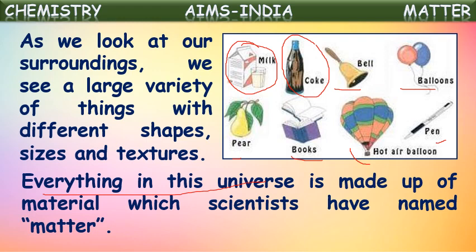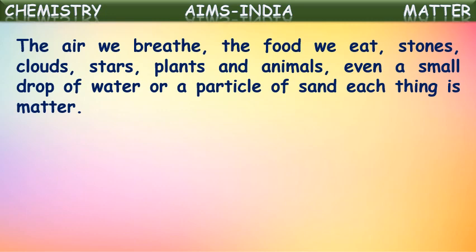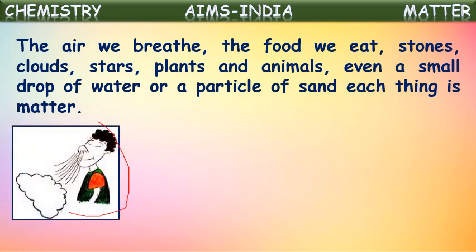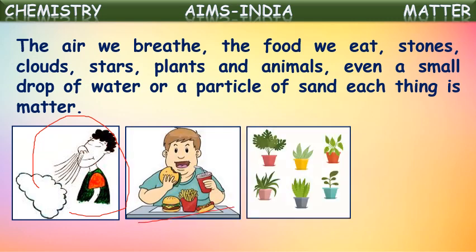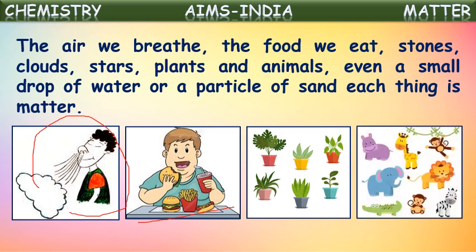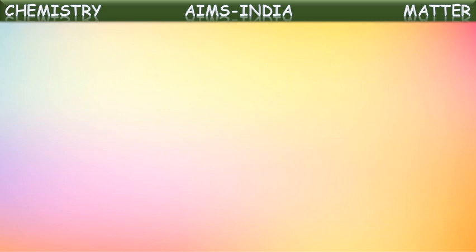Everything in this universe is made up of a material which scientists have named matter. Everything in this universe is made up of some material, and that we consider as matter. But which type of material it is made of is very important. See, the air we breathe is also matter, and the food we are eating is also matter, and plants and toys, stones, stars, plants and animals, everything which has mass and occupies space, which we can sense. All of those we can consider as examples of matter.